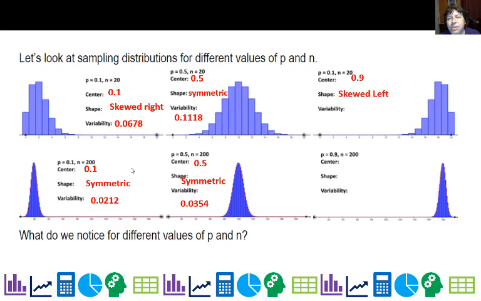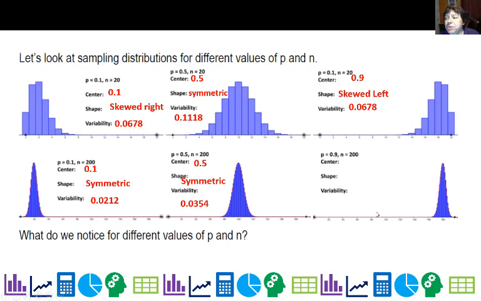The shape is skewed to the left because we didn't fit that 1 minus p times n rule. That one also has to be greater than 10. So we have to be more than 10 away on the expected value from the edge of our range. And the variability, just using the formula, oh, look at that. Those two match. Why is that? Well, because 1 minus p is 0.9 over here, and 1 minus p is 0.1 over here. It's the same product and the same sample size.